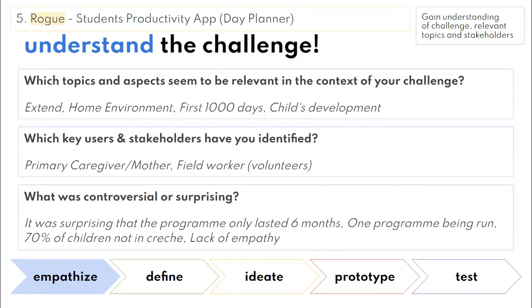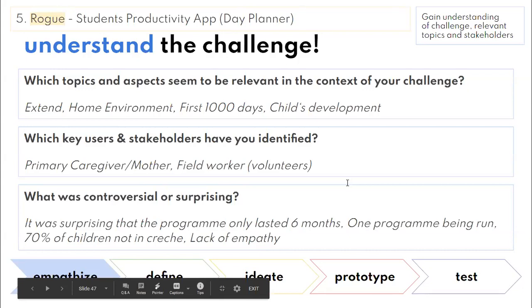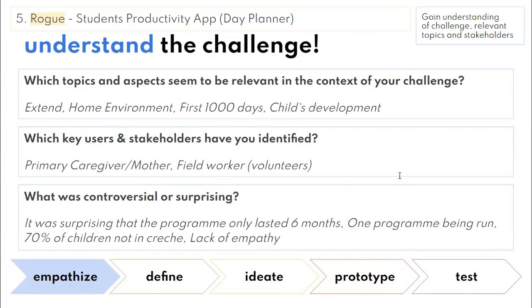And this is just something that I'm not sure if you're aware of, but the first 1,000 days are usually a period of time that influences how you grow even further after this first 1,000 days. And so if there was neglect in the first 1,000 days, there will be issues after that. You will experience that even into adulthood. If you were not fed correctly, and so that's why they focus on the first 1,000 days. And then also child development seemed to be a relevant topic or context or aspect that they wanted to bring into this challenge and mention and name.